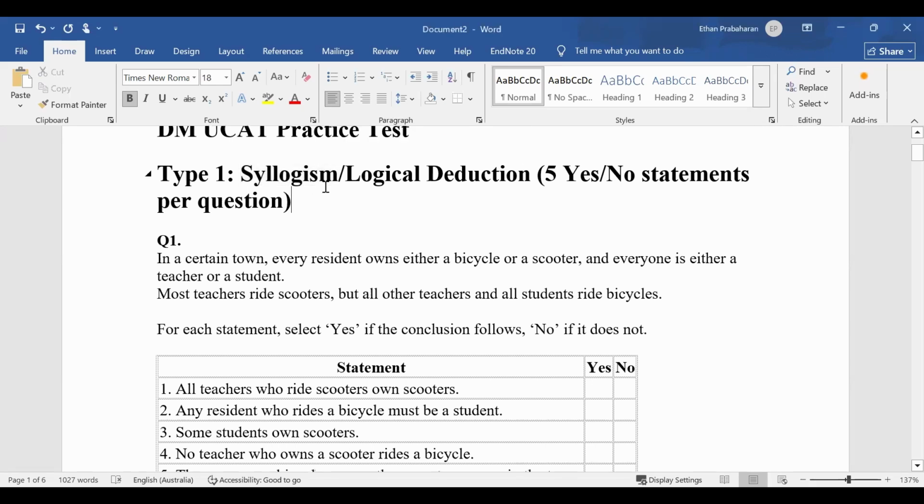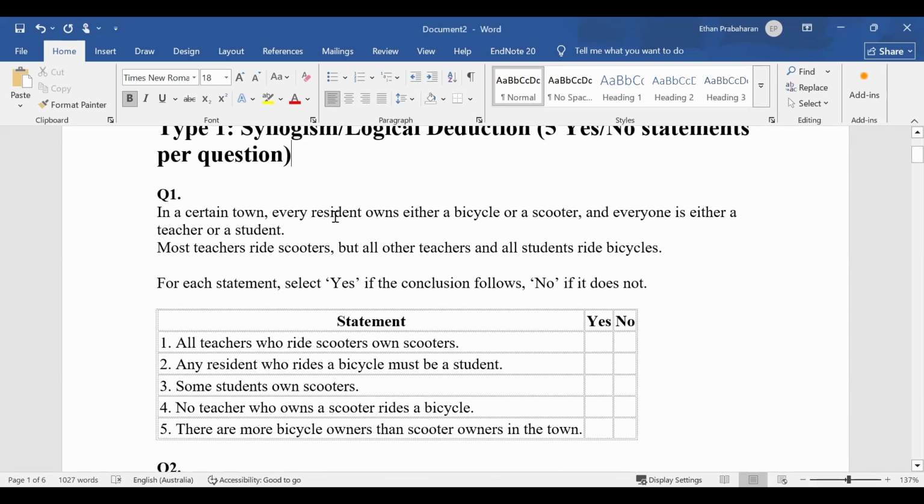So we're starting off with the syllogisms, and here we go. In a certain town, every resident owns a bicycle or a scooter. Everyone's either a teacher or a student. Most teachers ride scooters, but all other teachers and all students ride bicycles. It's always good to put things down in a diagram before you get into the 5 answer options. So essentially, residents will ride a scooter or a bike. Most teachers are here, but then the remaining teachers and all the students will be riding a bicycle.